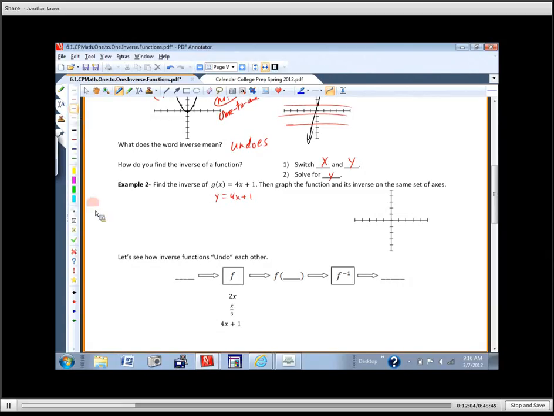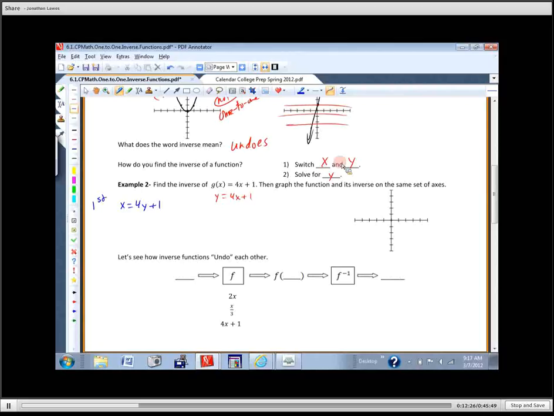So the first step to finding the inverse is switch the x and y. So wherever there's an x, we're going to write a y. Wherever there's a y, we're going to write an x. So I'm going to write x equals 4y plus 1. What's that? Is that it? Almost. That's step 1. Now we just need to do step 2. Step 2 is solve for the y. In other words, get the y all by itself.